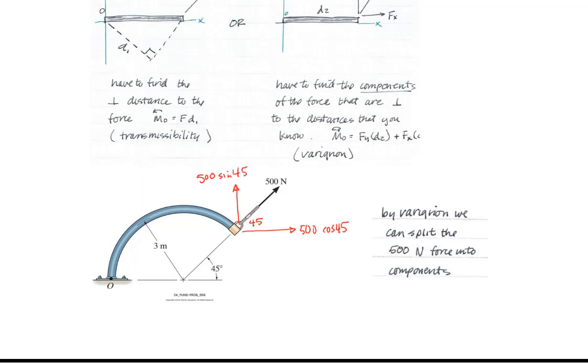Now, what are the distances that we care about? Well, for this component, I am looking for this distance right here. So let's write that distance there, which will be 3 meters plus this distance. The radius is 3, so this distance here would be 3 cosine 45. So this is distance 3 plus 3 cos 45. This distance here, the lever arm for this force here, would be that distance. And that's going to be 3 times the sine of 45.